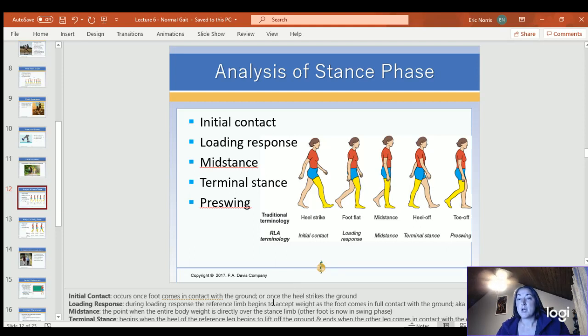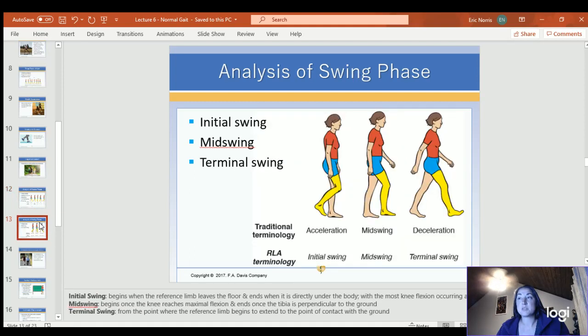Okay. Then with the swing phase, of course, your initial swing or acceleration is when the reference limb begins to move forward, and it ends when it's positioned directly under the body. Then mid-swing is once it reaches directly under the body, or maximal knee flexion, and then ends once it's perpendicular to the floor. Terminal swing is the point when it begins to extend. So rather than knee flexion, you're starting to go towards knee extension, and as soon as the foot contacts the ground, swing phase is over. So of course, terminal swing would also be over.